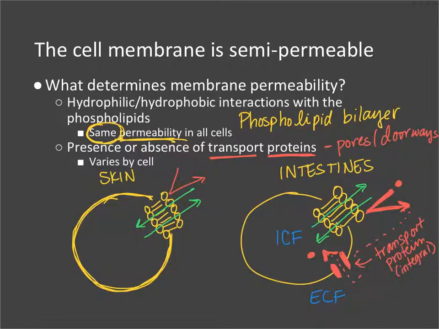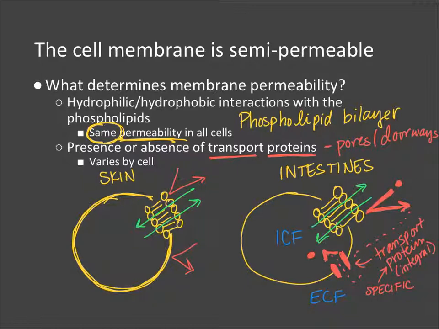Now the skin cell, if it doesn't have that transport protein, then that molecule is still not going to be able to get across the cell membrane. And so this is where we really get the difference between the permeability in different cells. It has to do with which proteins are present. And something to point out about these proteins is that they're very specific.